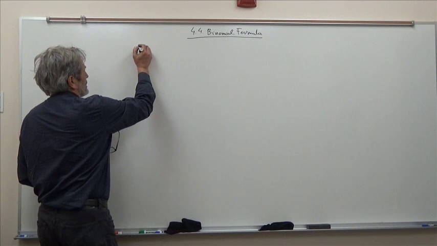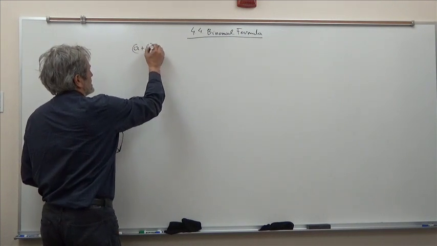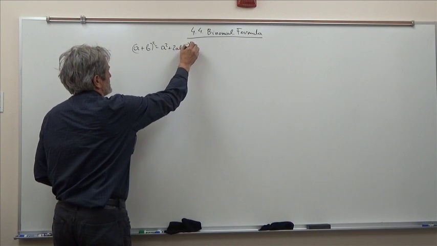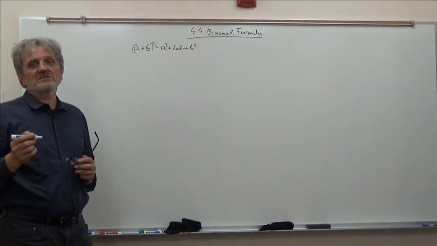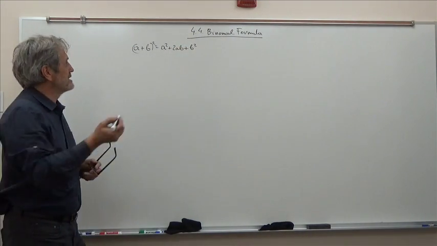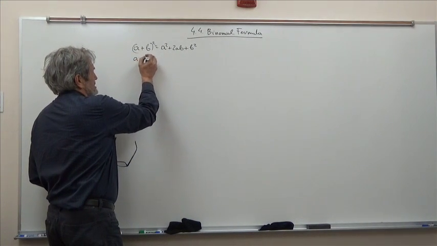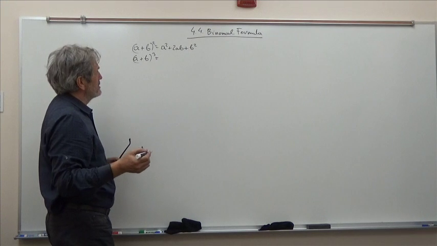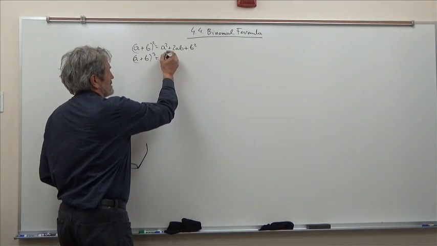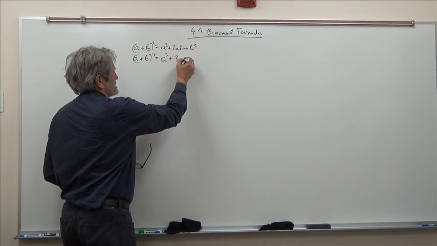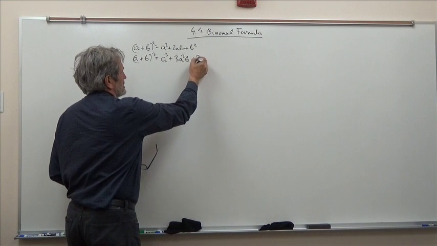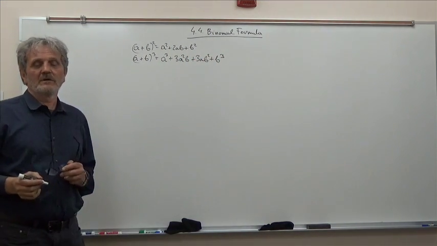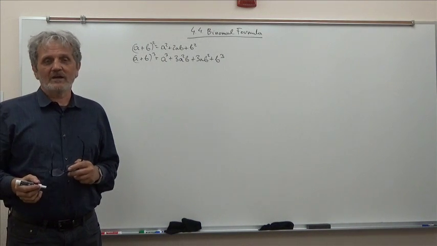For example, you all know that (a plus b) squared equals a squared plus 2ab plus b squared. That's basic algebra, you can FOIL it easily. You also know that (a plus b) cubed, maybe not completely by heart, goes like this: a cubed plus 3a squared b plus 3ab squared plus b cubed. Some of you know that one.